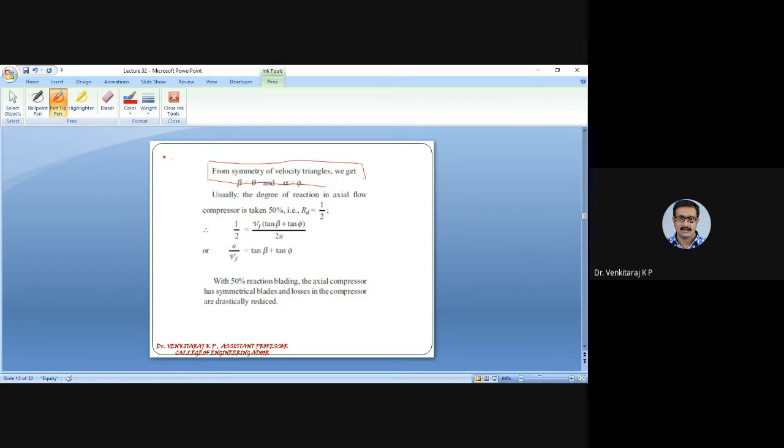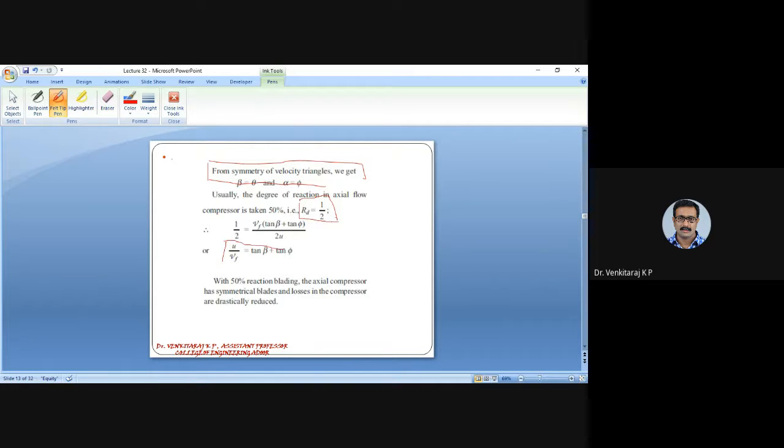And if such symmetry is assumed, we have this RD, degree of reaction, as equal to half. That means a 50% degree of reaction compressor. RD equal to 1 by 2 means degree of reaction is 50%. Degree of reaction 50% means out of the total pressure rise in the compressor, 50% pressure rise is happening in the rotor and 50% is happening in the stator. That is what we mean by saying that the degree of reaction is 50%. So for a 50% reaction compressor, we can have this equation.